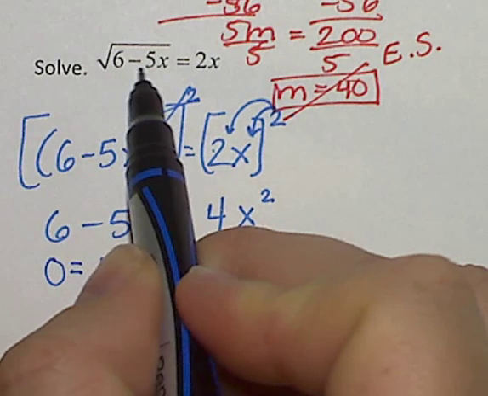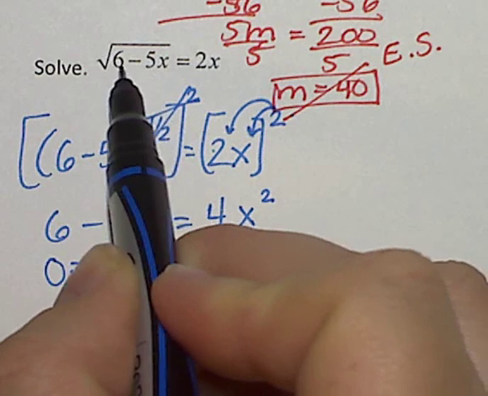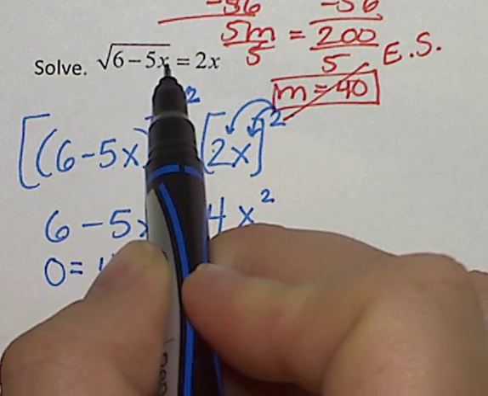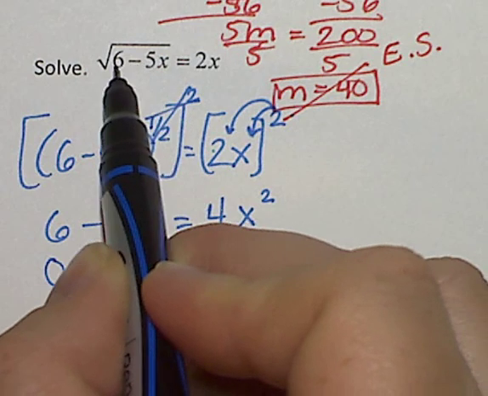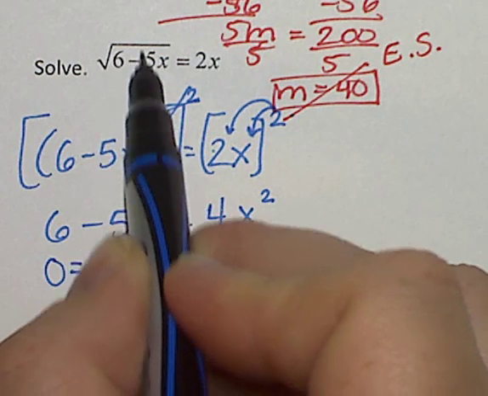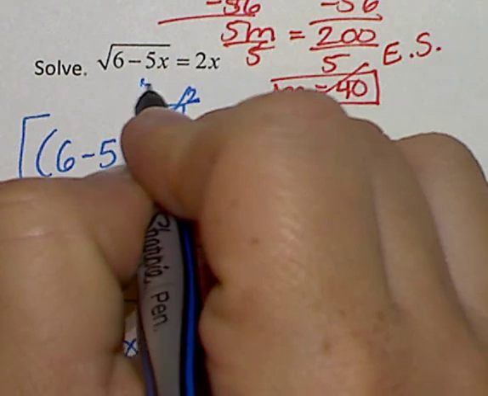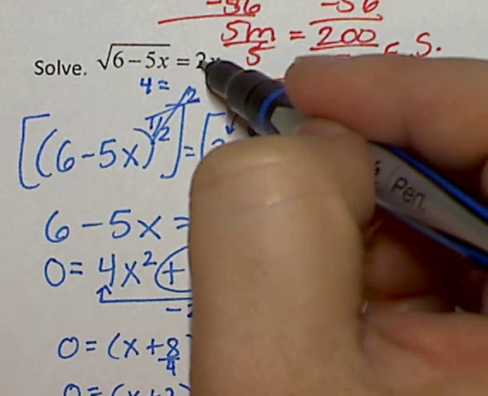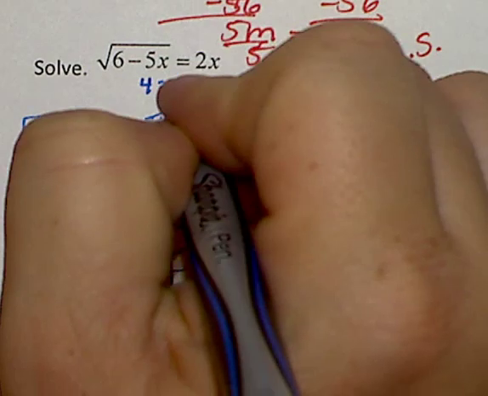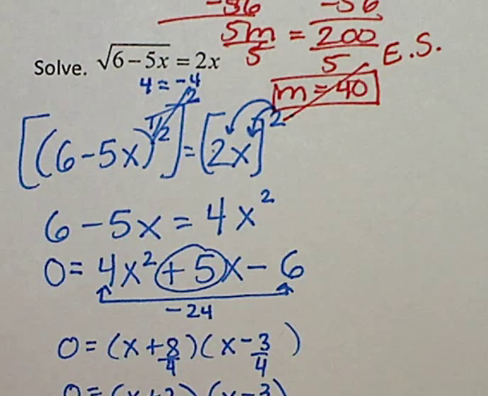If you plug in negative 2, negative 5 times negative 2 is positive 10. And positive 10 plus 6 is 16. The square root of 16 is 4. But when you plug negative 2 in for the right, 2 times negative 2 is negative 4. So a lot of students say, does this make sense? They're like, yep, that's right. 4 equals negative 4. That works.